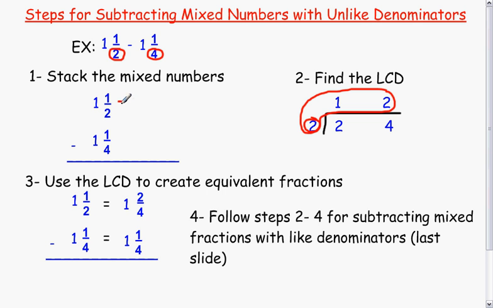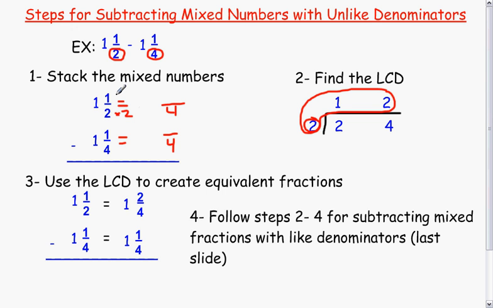Now I'm going to create equivalent mixed numbers or equivalent fractions to what we already have that have a denominator of 4. I'm going to start with my fractions first. I'm trying to think of an equivalent fraction that's equal to 1/2 that has 4 as a denominator. How do I get from 2 to 4? 2 times 2 gives me 4.